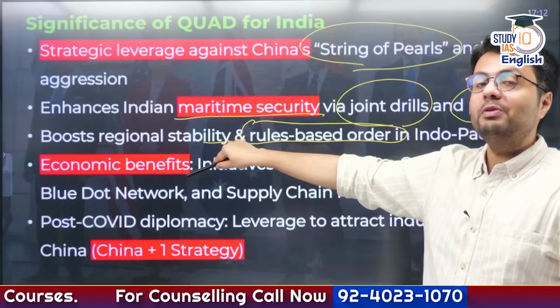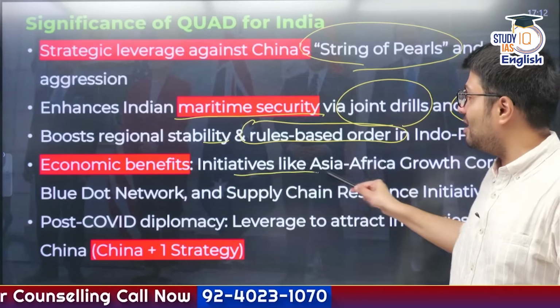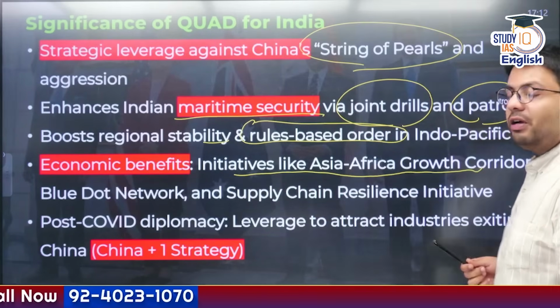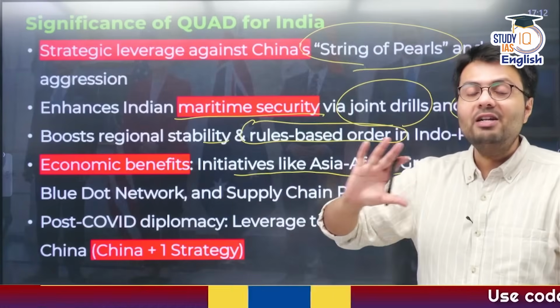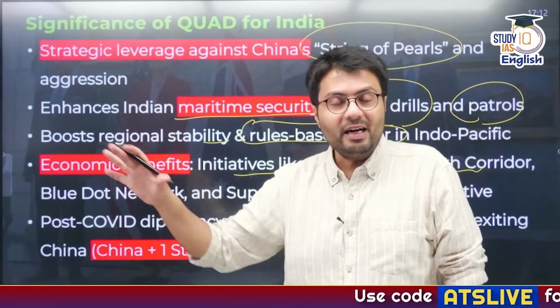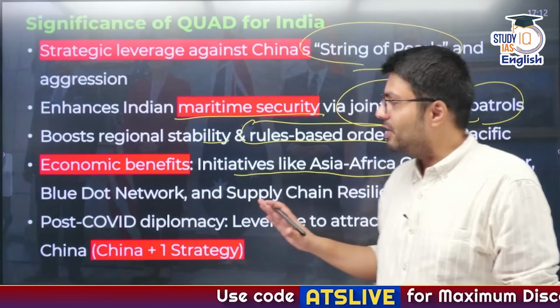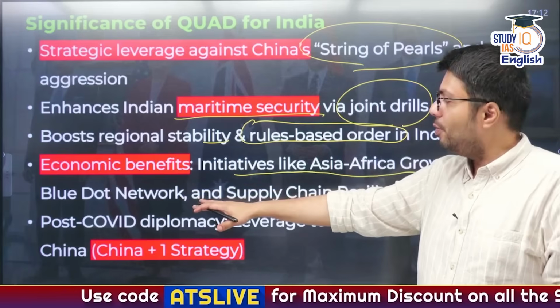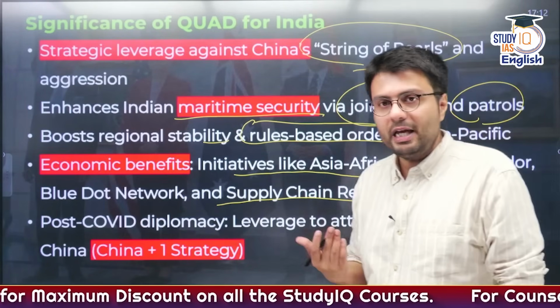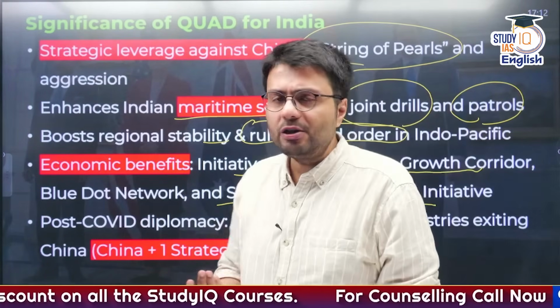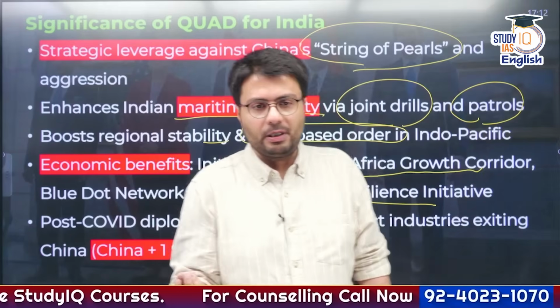Similarly, Quad also comes with many economic benefits. First of all, these countries have set up an Asia-Africa growth corridor, in Africa, where India and Japan are collaborating in setting up infrastructure in the African region. Similarly, a Blue Dot Network, a US-led initiative, is there. Similarly, a supply chain resilience initiative is also there to ensure that the supply chain of essential economic goods is not disrupted.